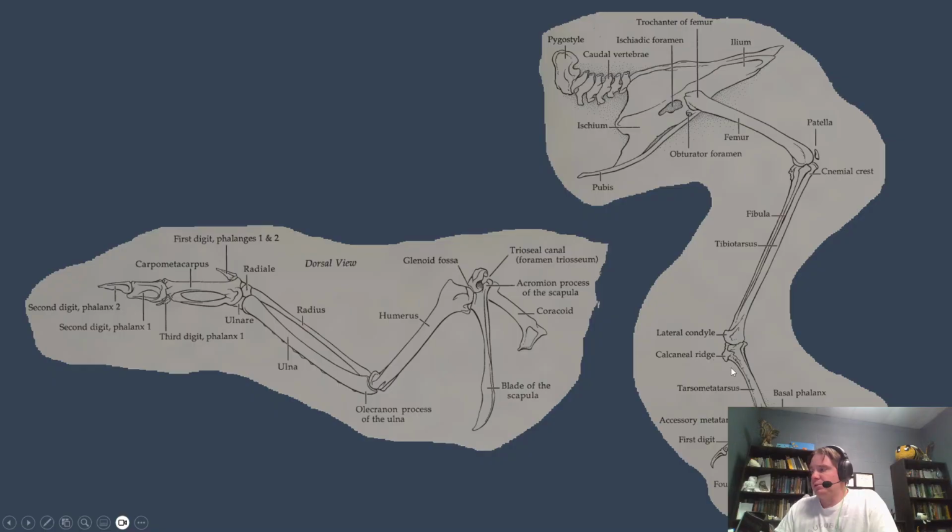This tarsometatarsus is a fusion of the first through third metatarsal bones. It is the foot. Birds walk on their toes. They are digitigrade animals. And so typically we just call it the tarsus out in the field when we're banding a bird. We band the tarsus of the bird. This is where you put the bird band. It's the foot.